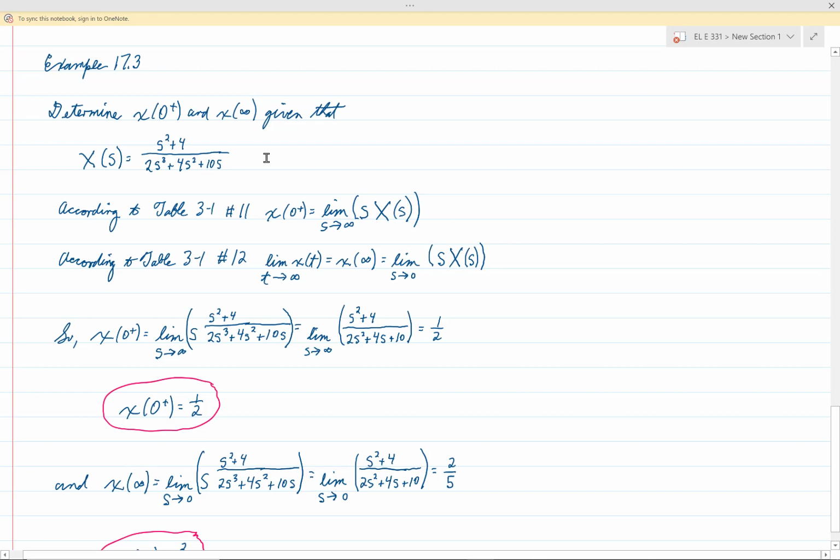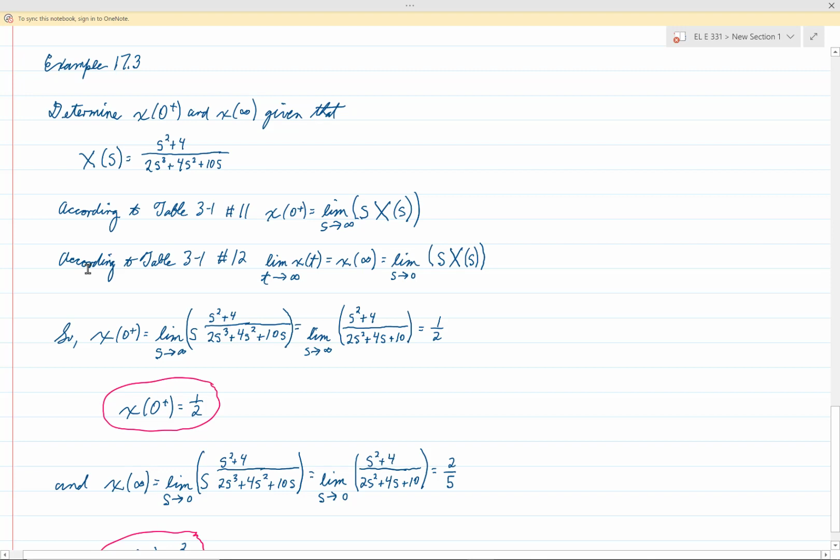Well, this is clearly different from any of the other problems we've been doing, but it is in the Laplace transform table 3-1, and these are referred to as initial value and final value theorems. For the initial value of the time domain function, we have little x of 0 plus is equal to the limit as s goes to infinity of s times the Laplace transform of x.